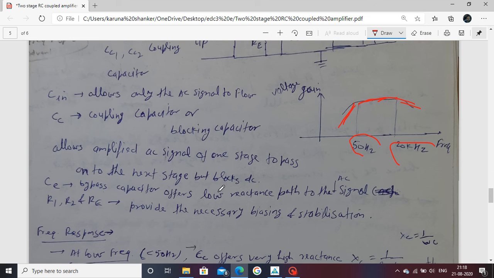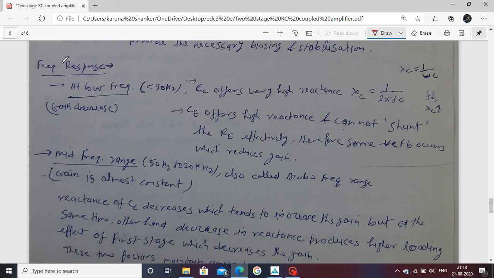You see here, mentioned is the frequency response in the lower frequency region.